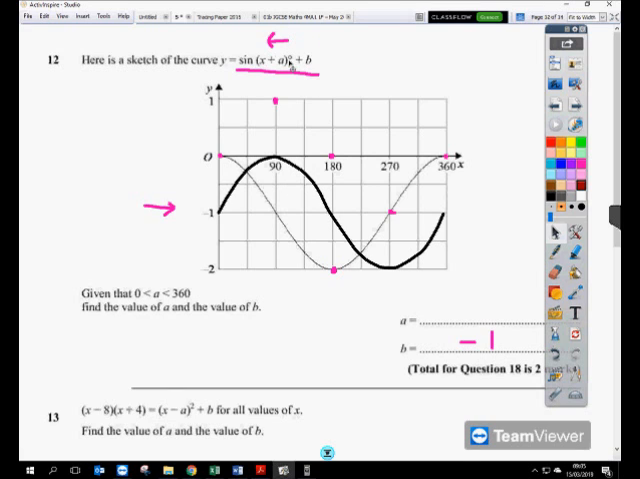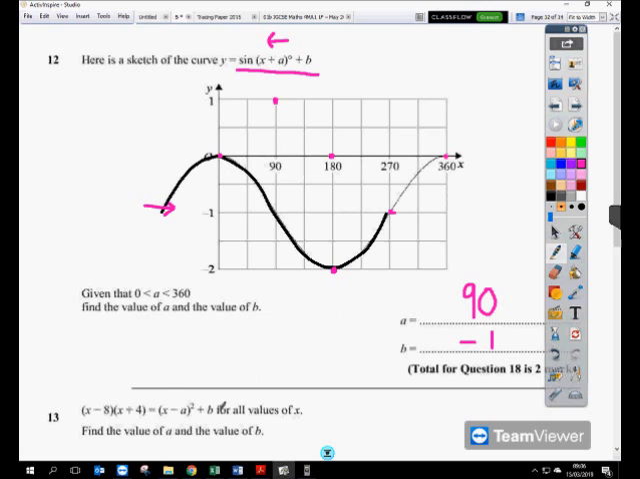Now, the next question is, by what angle do we need to move it to the left? Okay, it's plus a, so a moves it to the left. So have a look at this. If you move it 90 degrees to the left, then it's going to end up overlapping this graph. So a is 90 degrees. It's moved 90 to the left and it's moved 1 down.